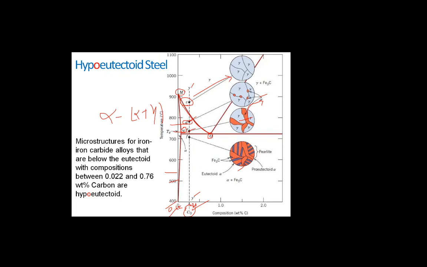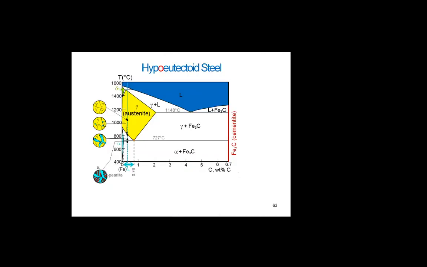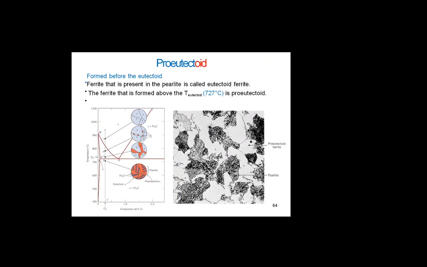The ferrite that is present in the pearlite is called eutectoid ferrite, whereas the other that formed at TE is called proeutectoid ferrite. We will discuss the proeutectoid in the next lecture, where we will continue with the other microconstituent developments happening in the ferrite. So in the next class we will discuss the proeutectoid system.